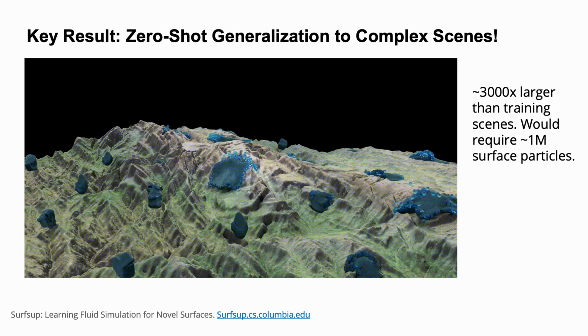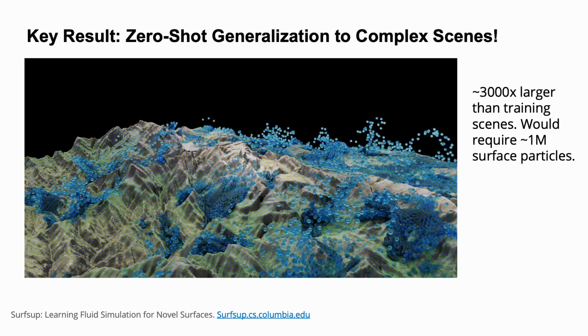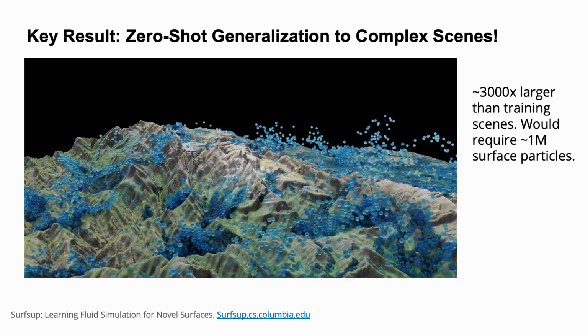And this is an example of a mountain scene for which our model is able to produce accurate, realistic dynamics, which is three orders of magnitude larger than any scene that we had during our training.